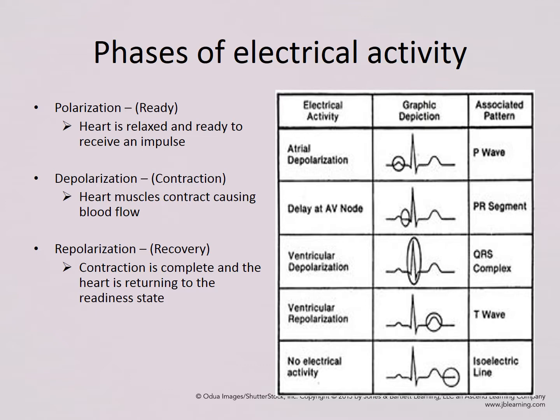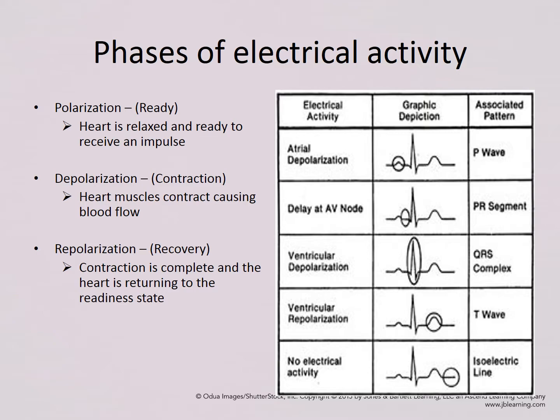Next, you have ventricular repolarization. This is recovery of the ventricles, and this forms what we call the T wave on our EKG. And then lastly, we have no electrical activity, also known as polarization. This is where the heart's relaxed, it's ready to receive an impulse. The next step will then be to go back to atrial depolarization, and then the process just repeats.